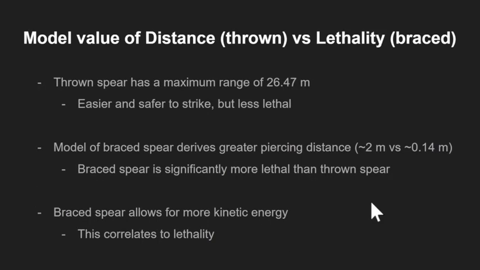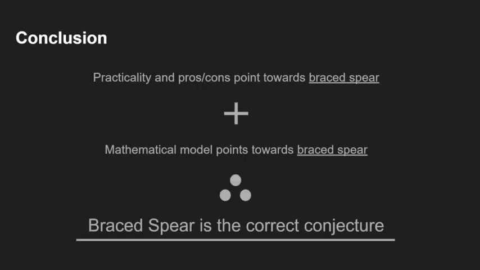Here are some relevant values to back up what we established on the last slide. We have our maximum range of the thrown spear as well as the maximum pierce distance of both the thrown and the braced spear. All of this together led to us believing that the braced spear was the correct conjecture, as the pros of the thrown spear do not outweigh the pros of the braced spear.